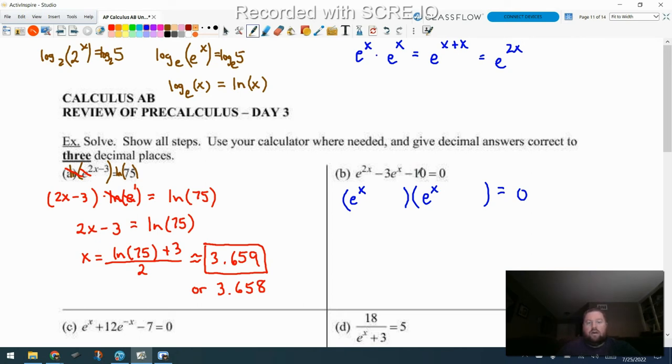All right, and then we need to multiply to 10. So it could be a 1 and a 10, but more likely it's going to be a 2 and a 5, especially since we want to add up to negative 3. So we want a negative 5 and a positive 2.